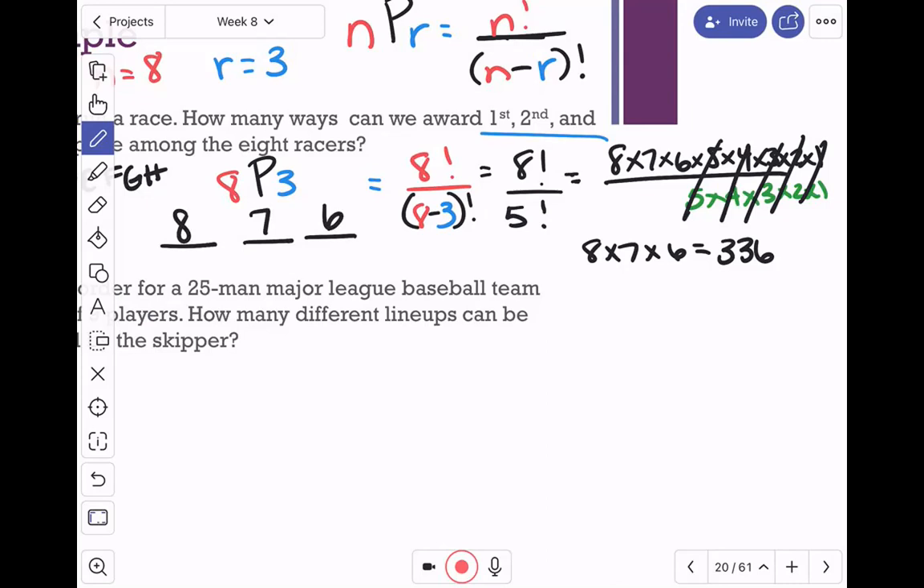Permutations are very simple if you can pick up on it as a permutation. That's the hard part. These formulas themselves aren't hard at all. It's actually distinguishing which one is a permutation and which one is a combination. And the only way you get better at that is you practice.